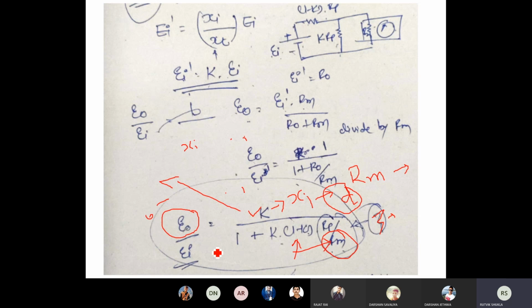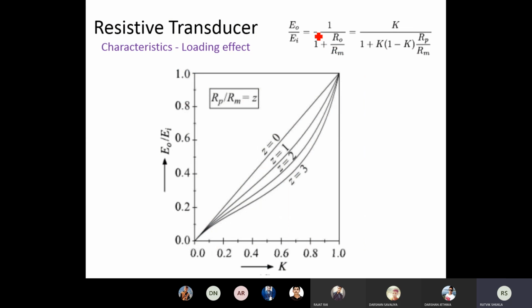Clear? This is what your output equation looks like. Now if you draw the same thing in the characteristic curve, this is the same equation which I have written over there. Clear? Now this factor is generally denoted by Z. So here I have written.